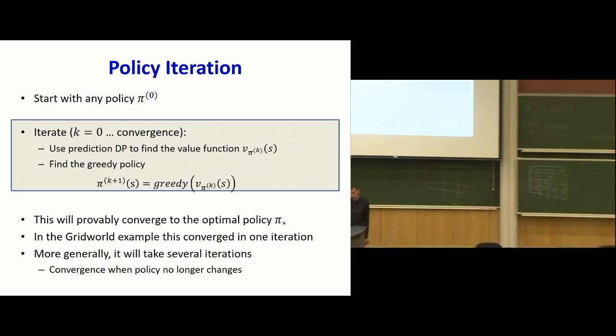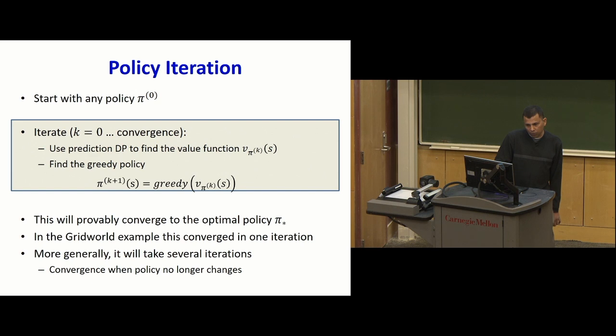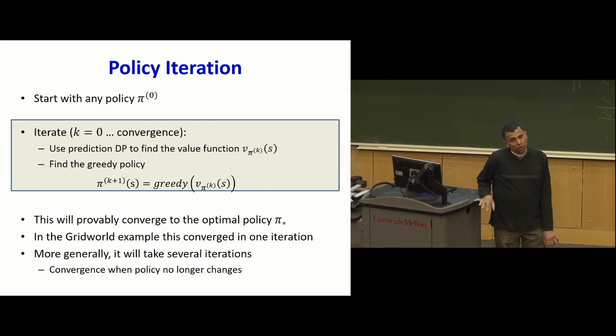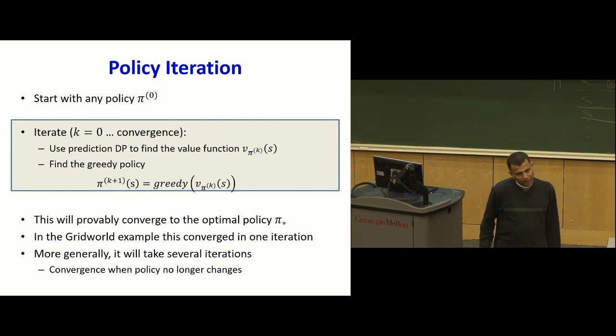This is the overall policy iteration. And this will provably converge to the optimal policy. Why? Because we saw in the last class that for every Markov decision process, there is an optimal policy, or there may be a set of optimal policies, right? And all the optimal policies are strictly equivalent. We've already seen this in the last class.